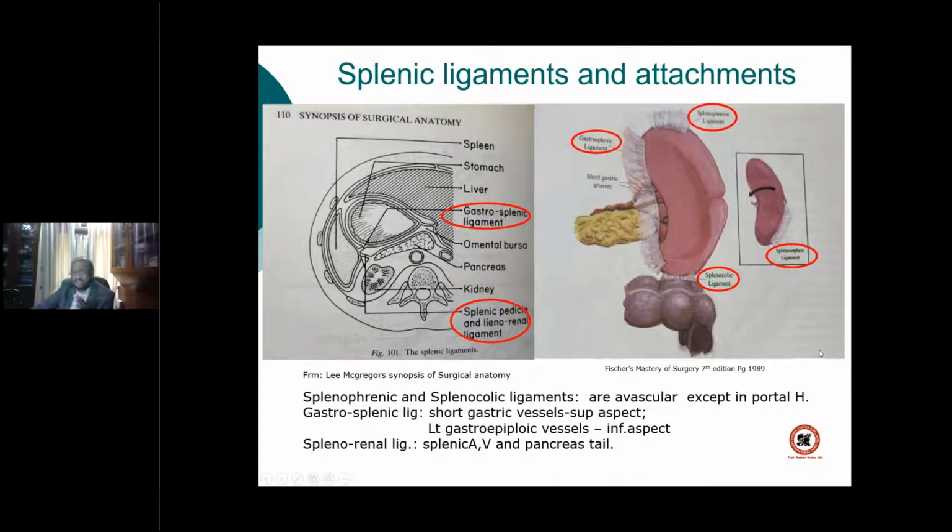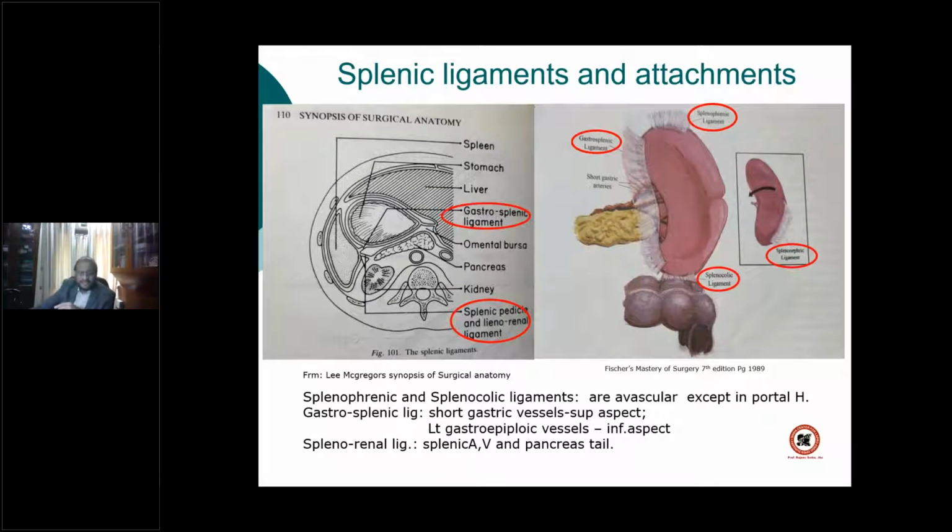So remember, otherwise in a normal circumstance, these two are avascular ligaments, but in a patient with portal hypertension they become vascular. That's why if you're doing a splenectomy in a patient with portal hypertension, for whatever reason, we are not talking about the reasons right now, you have to be very, very careful. Why? Because there will be a number of collaterals in that particular area.